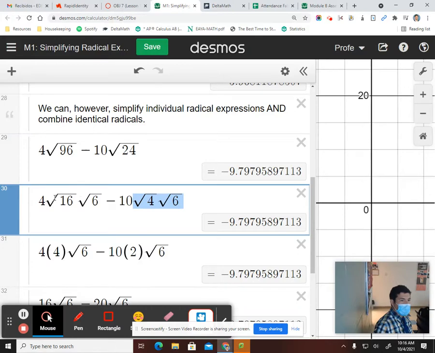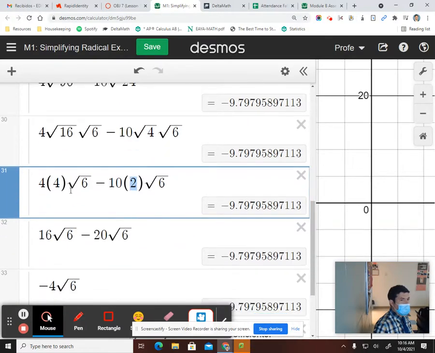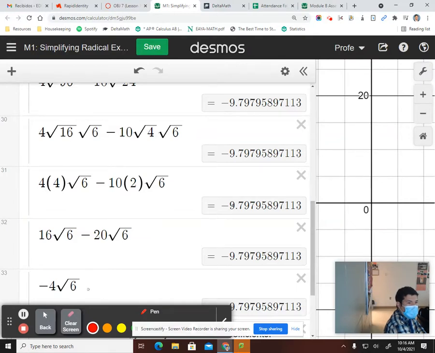Okay, so now I'm going to simplify my perfect squares. The square root of 16 is 4. The square root of 4 is 2. So I'm going to rewrite my expression now with a 4 and with a 2. The most common mistake that I see students make is they will tell me that the square root of 16 is somehow equal to the square root of 4. And that is false. The square root of 16 cannot possibly be equal to the square root of 4. It is equal to 4, just like the square root of 4 is equal to 2.